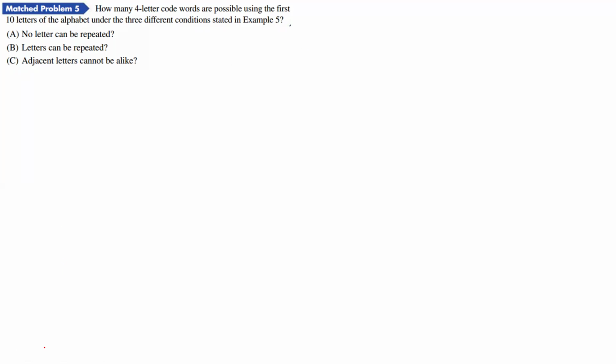So A, we have that no letter can be repeated. So here we'll do A. And so we have one, two, three, four. Well, our first choice is going to be here. There's 10 letters of the alphabet, so 10 possible ways for that first letter. Now, if a letter cannot be repeated, that means there's only 9 ways left for the next one. After we've taken off those two, we only have 8 ways. After we've taken off those 3, we only have 7 ways. So if a letter cannot be repeated, we have to take 10 times 9 times 8 times 7. And if we multiply those together, we get 5,040.